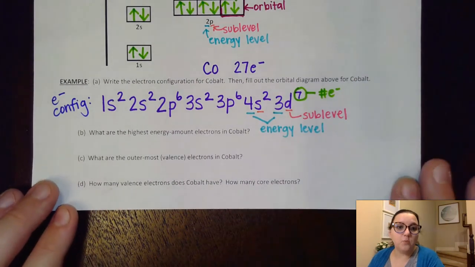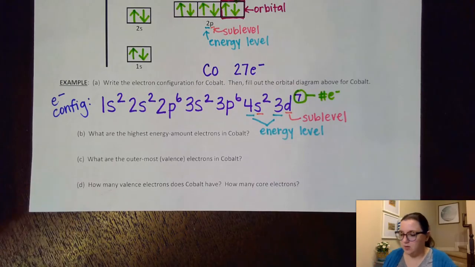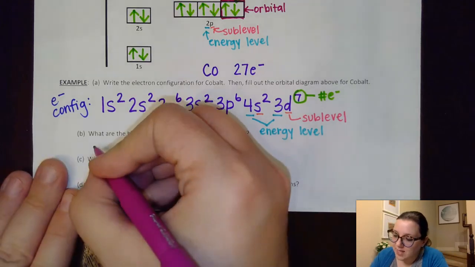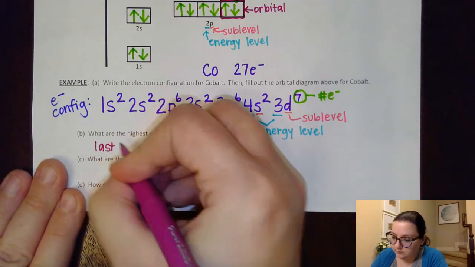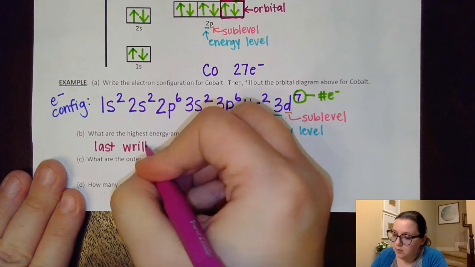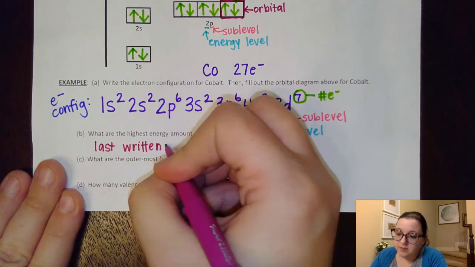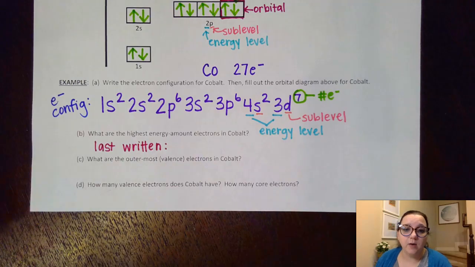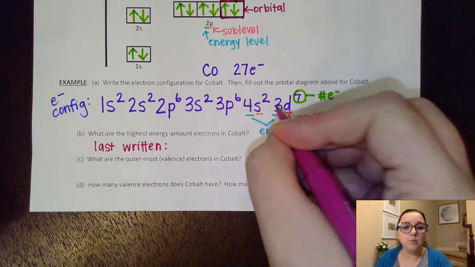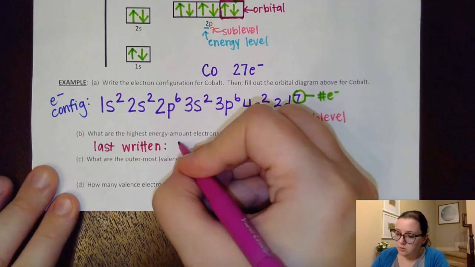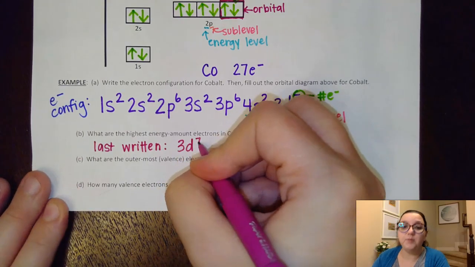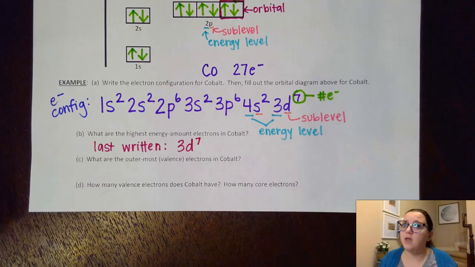The first question to ask is, what are the highest energy amount electrons in cobalt? So as a reminder, highest energy amount are the last written. According to Aufbau, whatever the last thing you wrote was, that's going to be the highest energy amount. Well, what was the last thing we wrote? Well, last thing we wrote is 3d7. Those are your highest energy amount. They possess more energy than any of the other electrons in that particular element. However, remember, d electrons can't be valence. So look at our next question.